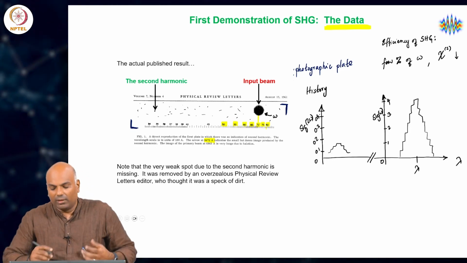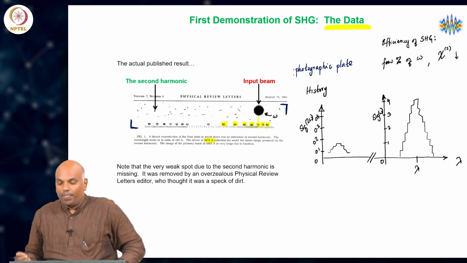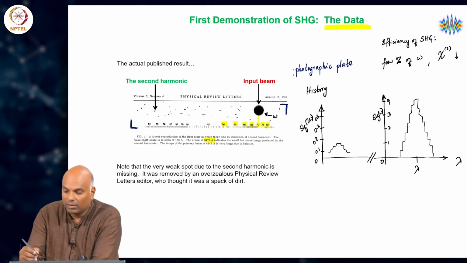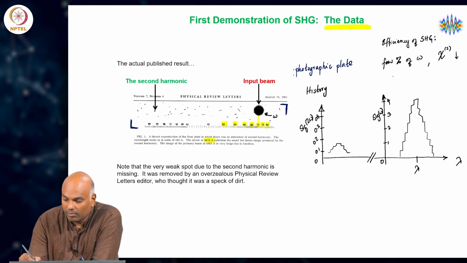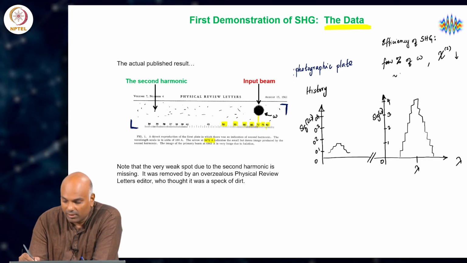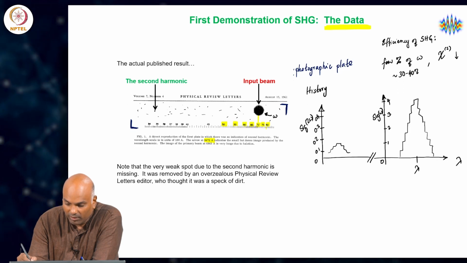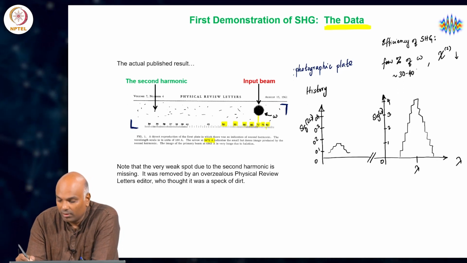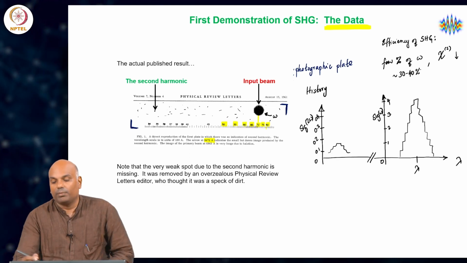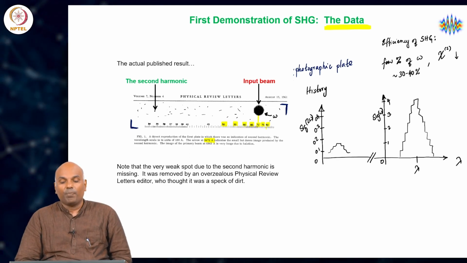Okay. This is not yet a very advanced application of second harmonics. Today, a modern second harmonic generation with good crystals and everything done nicely can give you 30 to 40%, maybe even in excess of 40% of second harmonic, depending on how well we do that.